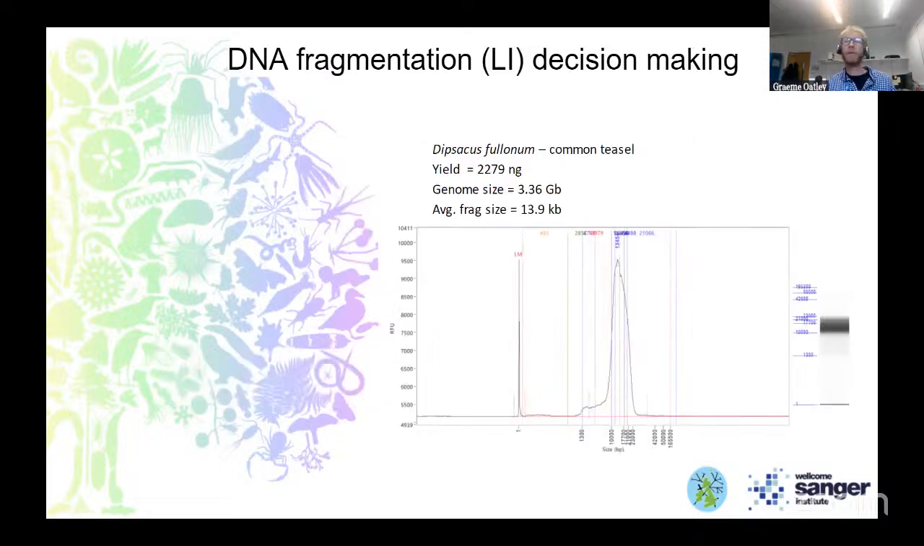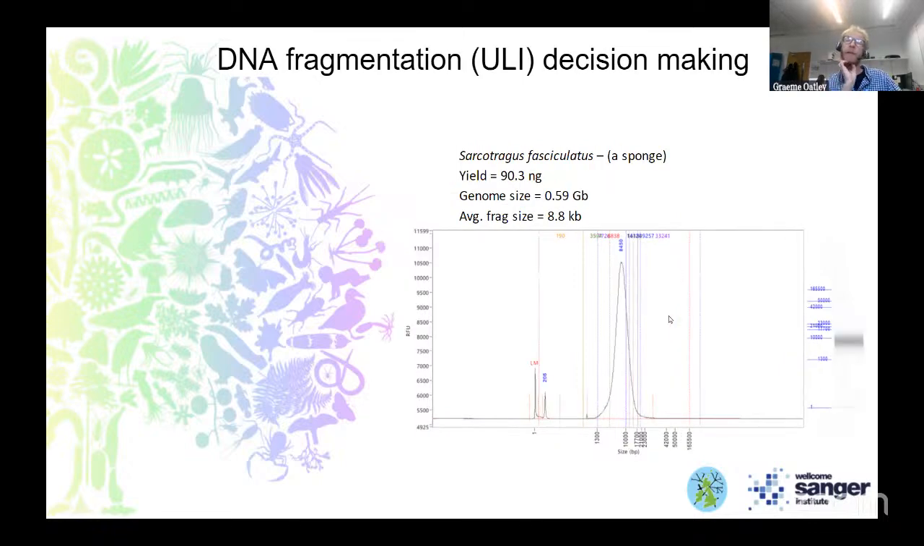So it's an example of where we class a good profile with a shoulder of shorter fragments to the left here. So the shoulder can vary in height. Sometimes it would come from the midpoint of our main peak of our DNA and sort of come down here. And for us, that's still acceptable because during the library prep phase, the shorter stuff will be size selected out. So here we have a yield of 2000 nanograms, genome size is over 3 gigs, and our average fragment size is close to 14 kb. So something that we would definitely pass for DNA sequencing.